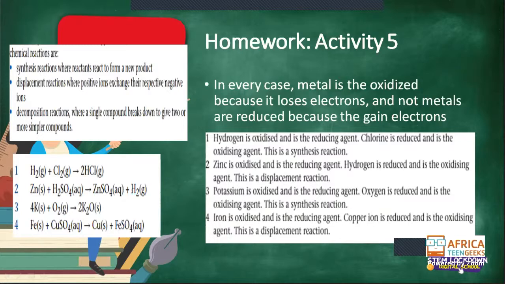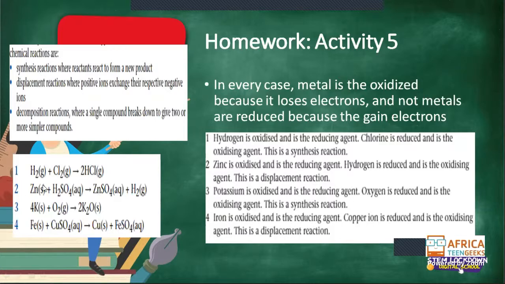Okay, so moving to the second one. The second one is more complex. You see, now we've got three elements that we're working with: Zn plus H2SO4 will give you ZnSO4 plus H2.